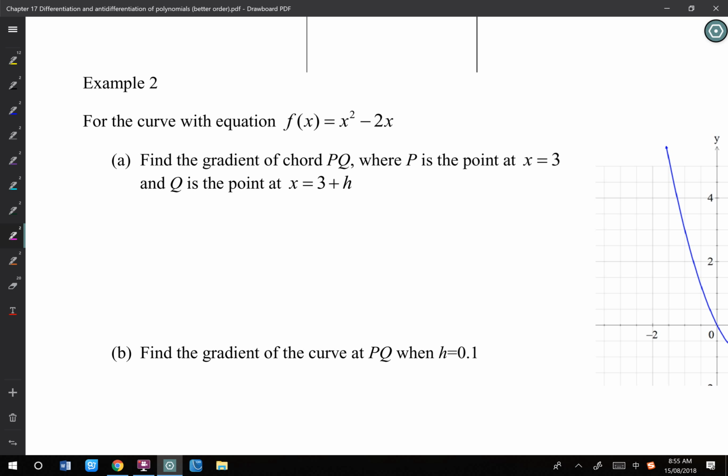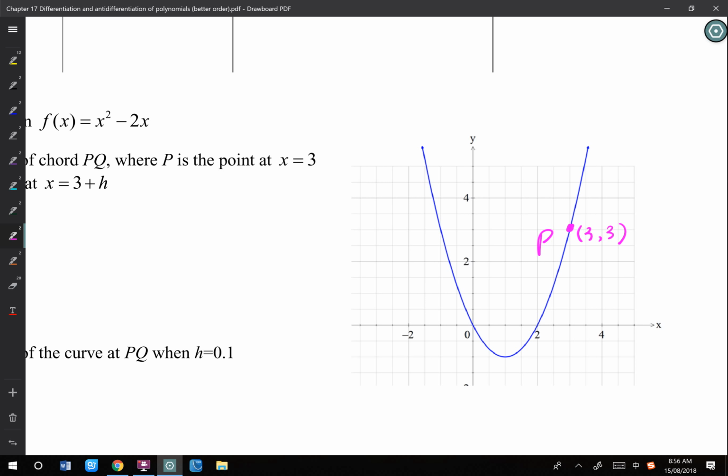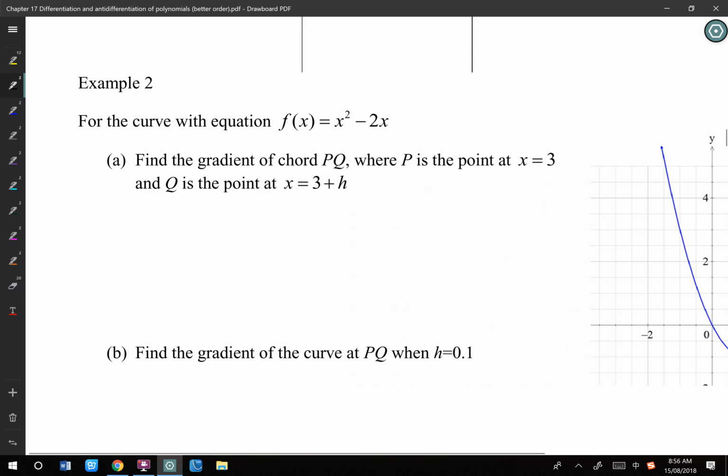And Q is a point at x equals to 3 plus h. Well, I don't know what h is, so I can put any point. Well, I will say h is here. So Q is 3 plus h. What's the y value? Do you know how to calculate the y value? Sub that into the function. So let's sub that in first.